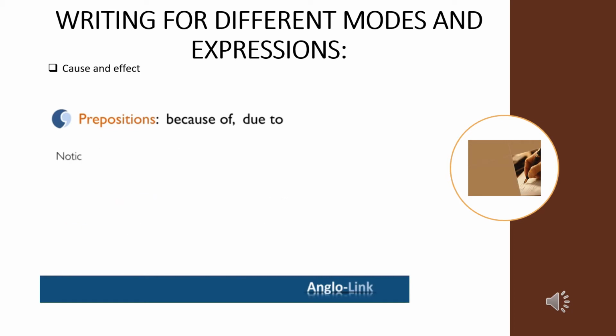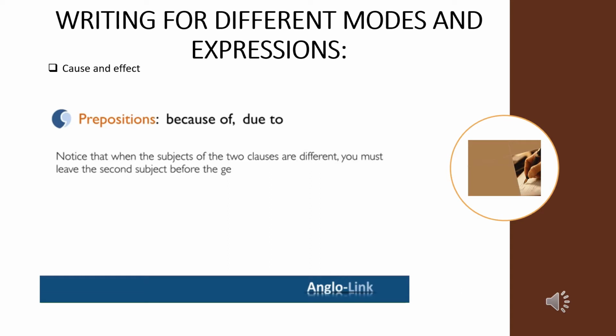Now, an important note here, notice that when the subjects of the two clauses are different, you must leave the second subject before the gerund. Let's look at the sentence again. Everyone buys it because it is reasonably priced. So the first clause has the subject everyone. The second clause has the subject it. Therefore, you need to keep both subjects in your sentence. Everyone buys it because of it being reasonably priced.